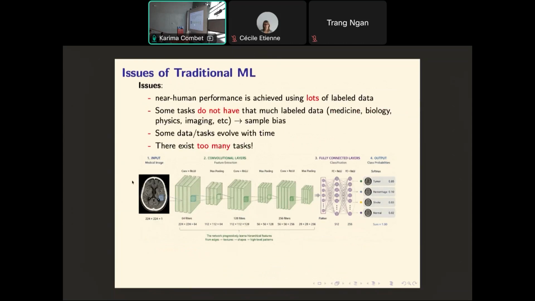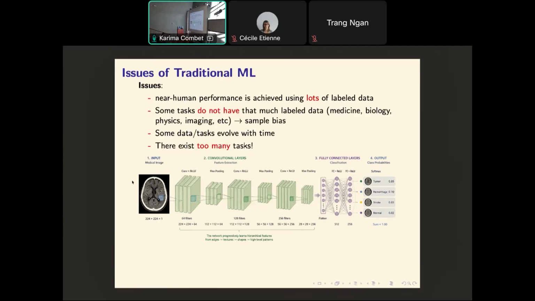But the problem is that to achieve very good performance, you need to have lots of labeled data. And it's not always possible because acquiring lots of labeled data is costly, because this data is not always obvious to acquire, in particular in biology or in physics. So you need to have people who annotate this data. And then you may have some biases that depend on the way data have been acquired. Also, some data may evolve with time. So what you learned at some point might not be true later on.